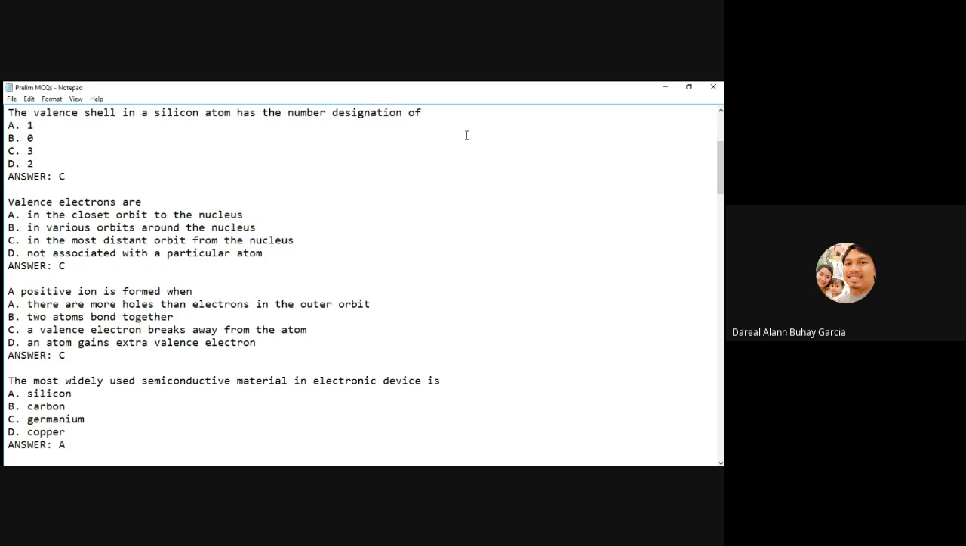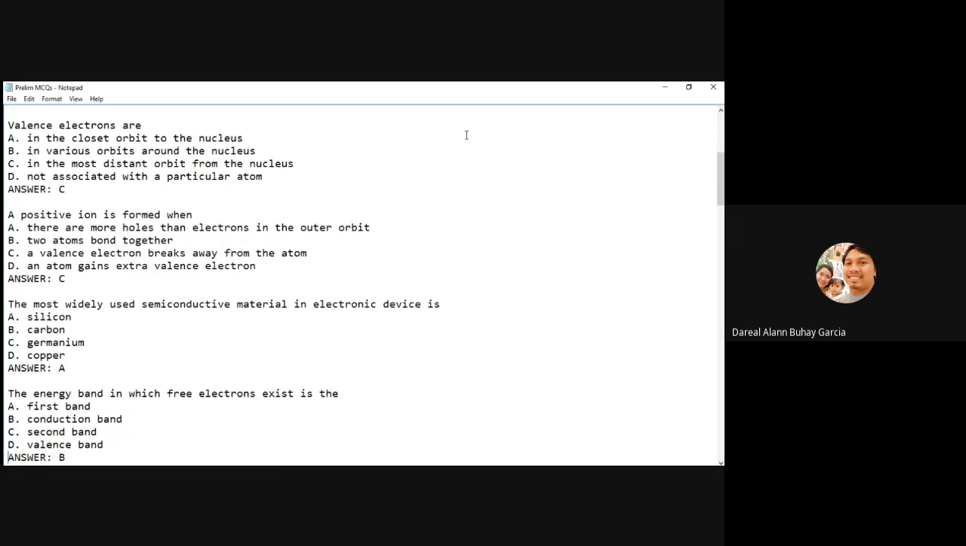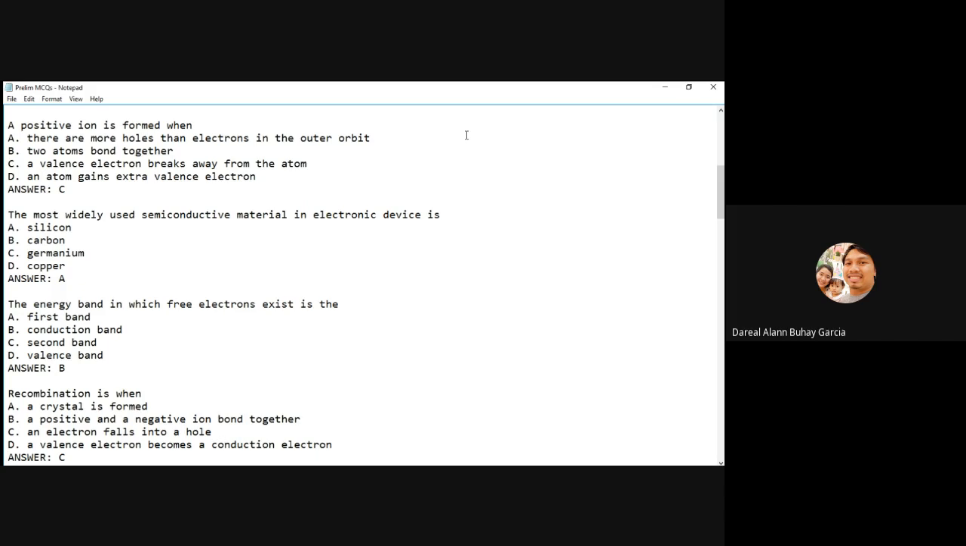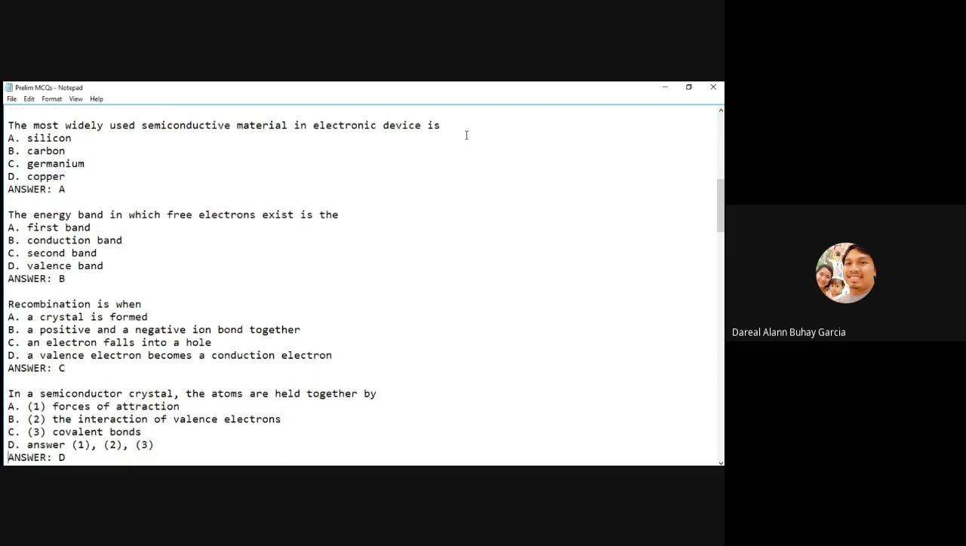Valence shell, no? Number of shells, 3. Valence electrons are C, in the most distant orbit from the nucleus. Positive ion is formed when a valence electron breaks away from the atom, C. Most widely used semiconductor material, of course, A, silicon.